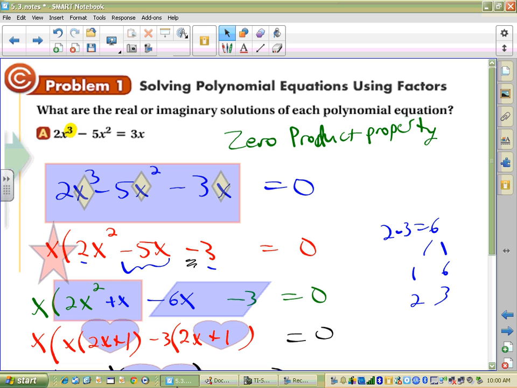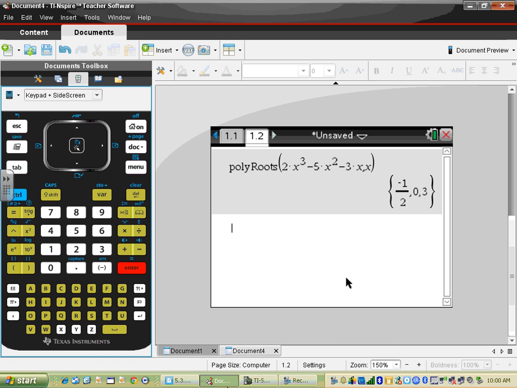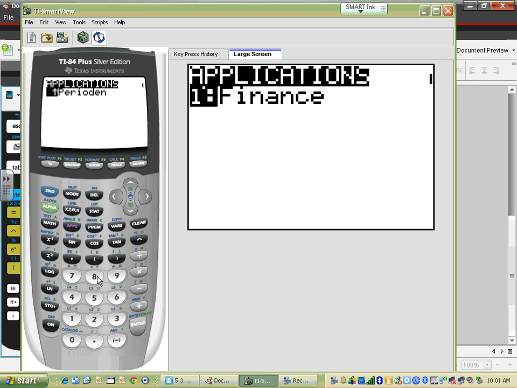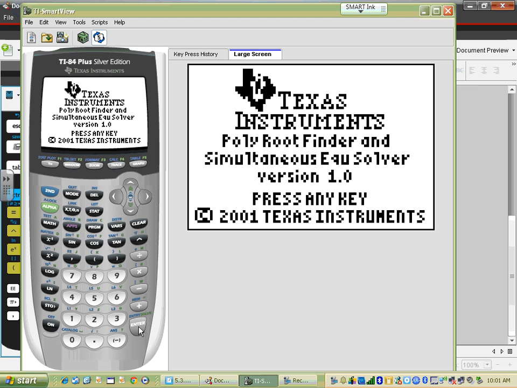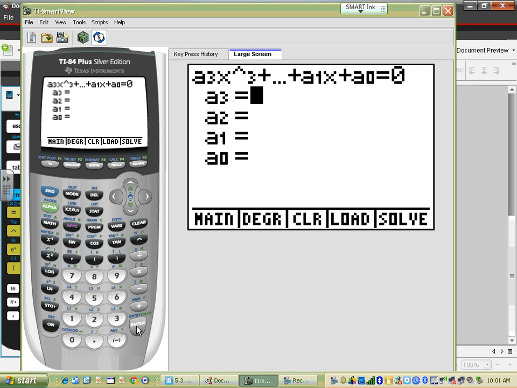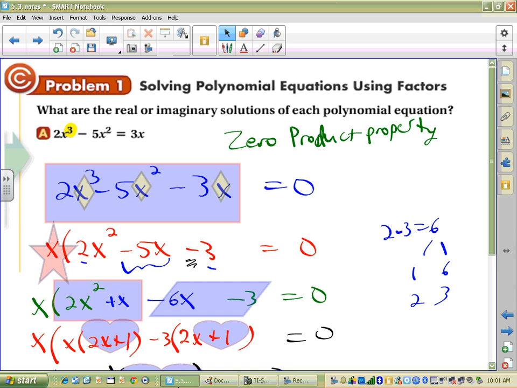So we just saw problem 1. We can see that we're going to use ideas from chapter 4 with factoring. So we got to know how to factor. We should also be able to do these on a calculator by graphing, or if we're lucky enough to have a TI Inspire, we could find poly roots that way. If you have a TI-84, don't feel left out. There is an application called PolySmlt. If you don't have this, see me and I will make sure that you get this application. It basically does the same thing that the Inspire did. It'll find poly roots. The degree was 3, and our coefficients were 2, -5, -3, and 0. Then we solve, and it doesn't give you the fraction, but you get the idea. It does still give you the zeros. So that's problem 1.